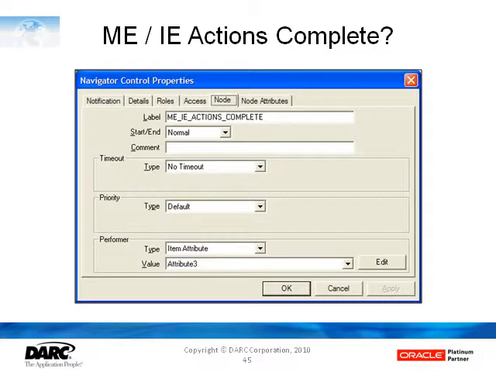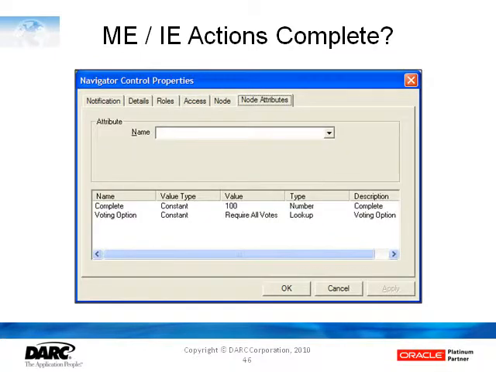Again, we'll focus on the performer region and see that the item attribute type is used and the value is attribute 3. Again, that's the approval list stored in the third flex field on the ECO header. And again, we're using the require all votes. And notice now that we used to have approve and reject. Now we just have complete, because we're not asking for approval here. We're just saying, here's some work to get done. Did you complete it? And that is the magic of routing the work around with this workflow.